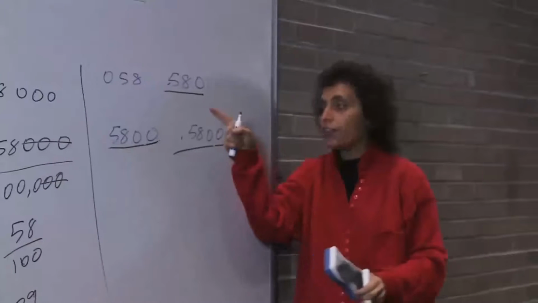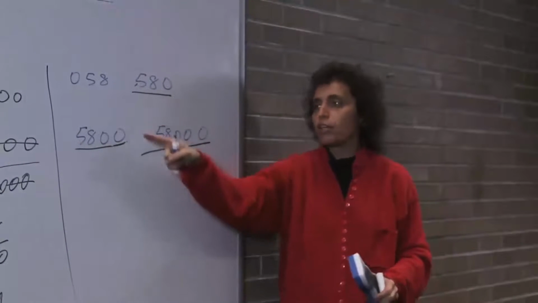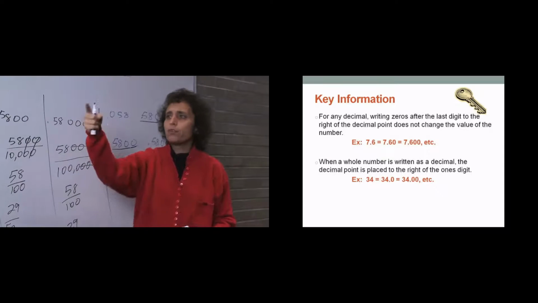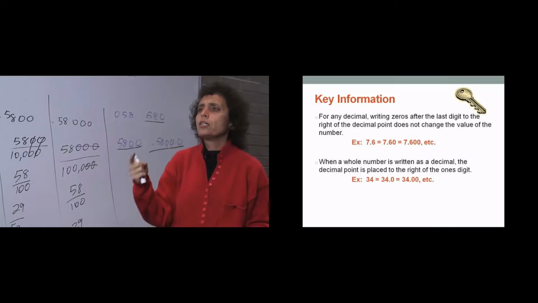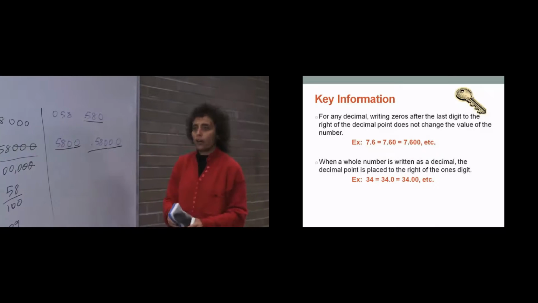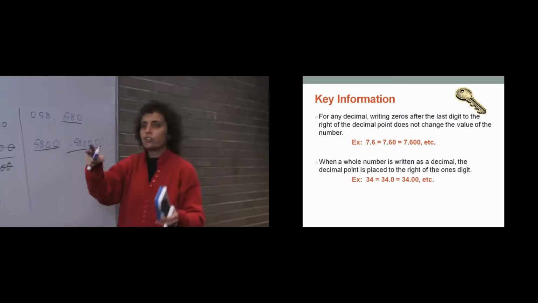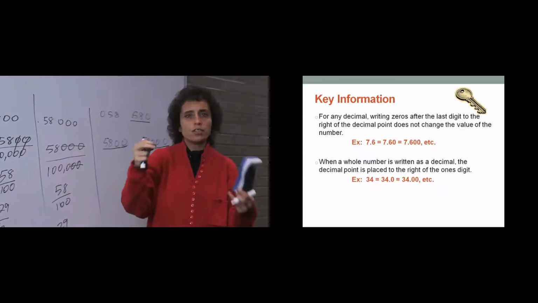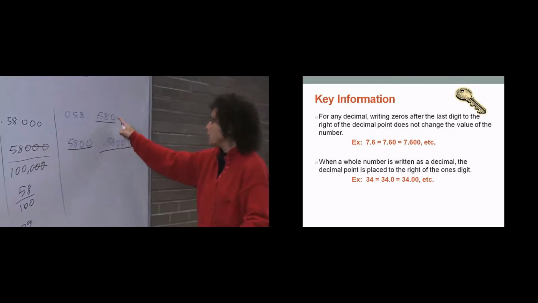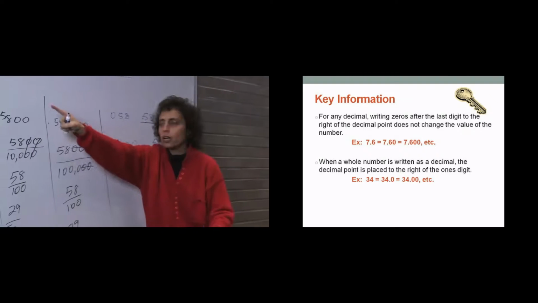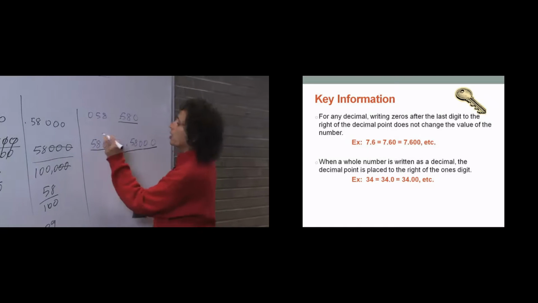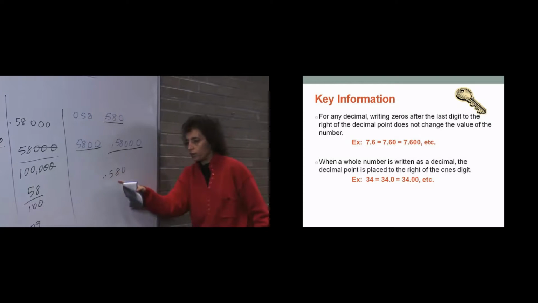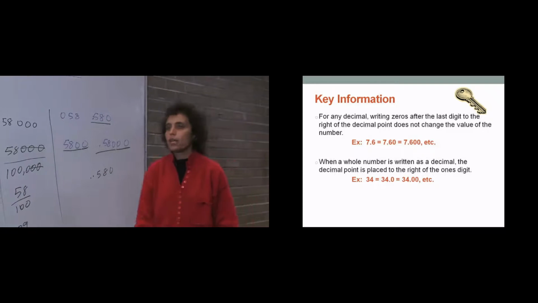I suggest you just add the same number of places to each decimal number, as long as you do it after the number. And that statement is in your workbook. I think it's under key information, the little key on top. It tells you that for any decimal, writing zeros after the last digit to the right of the decimal point does not change the value of the number. So that you have to understand. I could add as many zeros as I want this way, not that way, not before the decimal. I can't write 0.0580, because that moves the place value of this number all the way over. So I can add it at the end, not before the first digit.